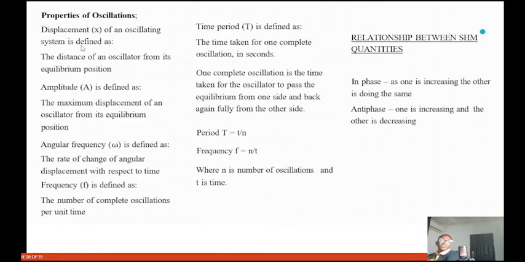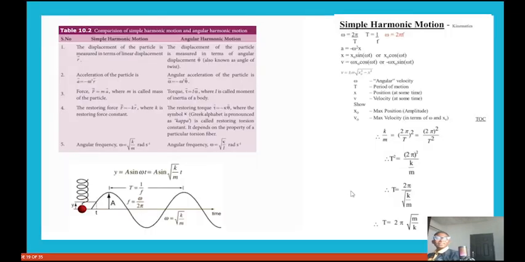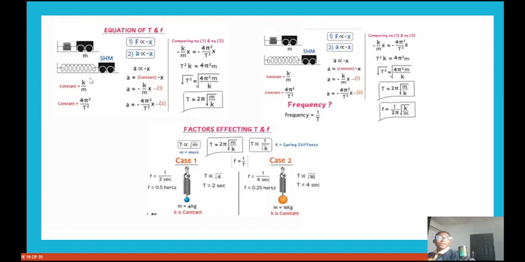So properties of oscillation. Displacement x. So we're trying to define all the things that we have. The displacement x of an oscillating system is defined as the distance of an oscillator from its equilibrium position. I tried to explain that. Okay, this is the diagram. Look at it now. This is its equilibrium position, and the string is now moving. The distance from the equilibrium position is called the x. And the restoring force is called the F. Look at it now. This was its equilibrium position. The distance from here to where it is now is called the x.